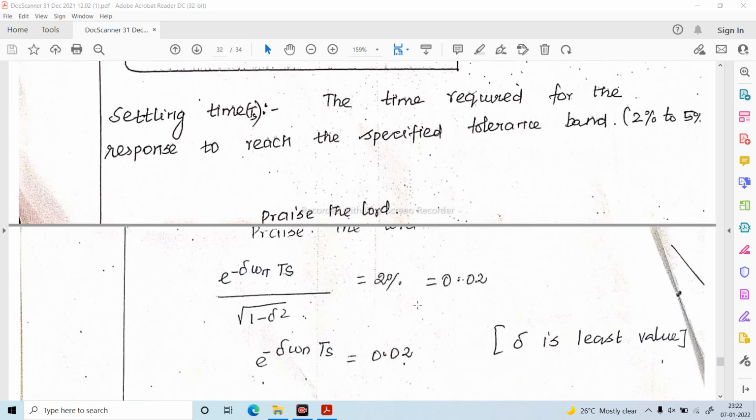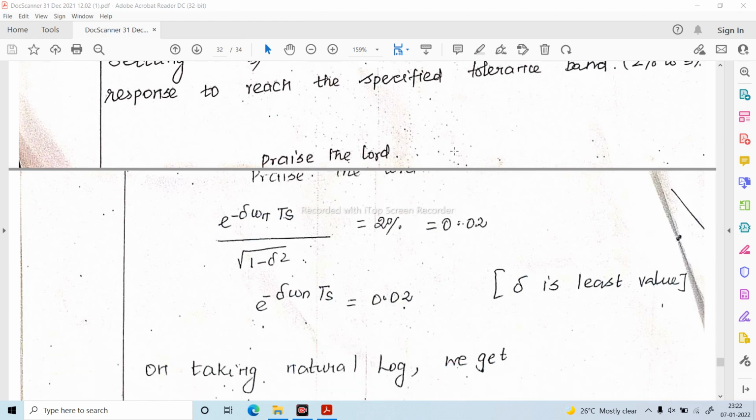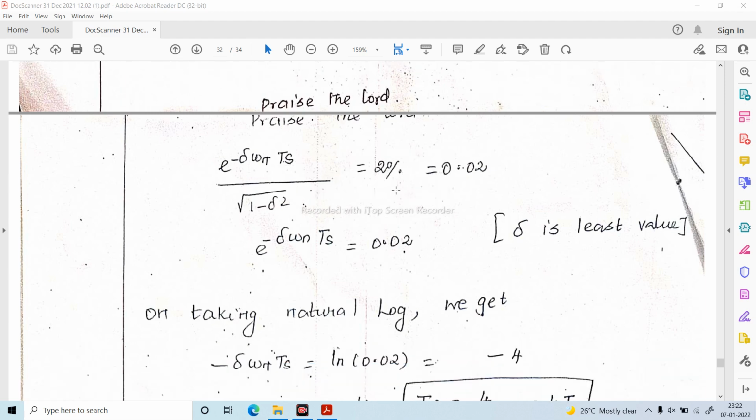And finally we are going to see the settling time. What is settling time? The time required for the response to reach the specified tolerance band, 2% or 5%. For the tolerance band, you have to take the exponential term, because the exponential term is a decreasing term. The sine term is not decreasing, only the exponential is. So e power minus delta omega n Ts divided by square root of 1 minus delta square. Two different tolerance values are there, one is 2% and another one is 5%. First of all, I am going to apply the 2% tolerance.